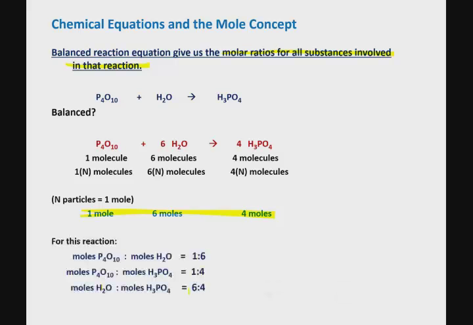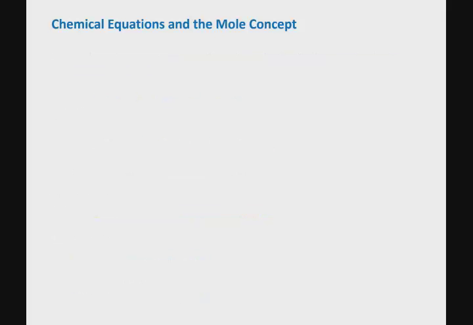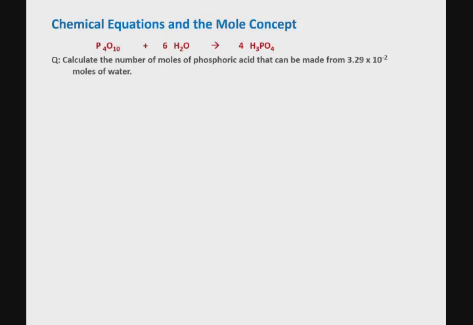In other words, for this particular reaction, the ratio of moles of P4O10 to moles of H2O is 1:6 because of the coefficients in front of those symbols. The ratio between moles of H2O and moles of phosphoric acid is 6:4 because of the coefficients there. Of course, 6:4 can be reduced down to 3:2. That's totally fine. But what I need you to recognize is that the ratio of the moles of substances in a chemical equation is coming from these coefficients.